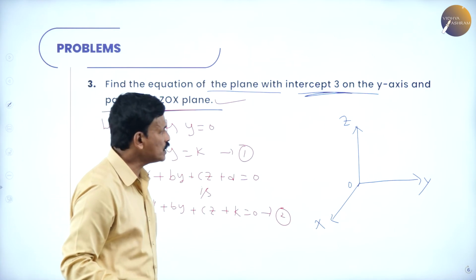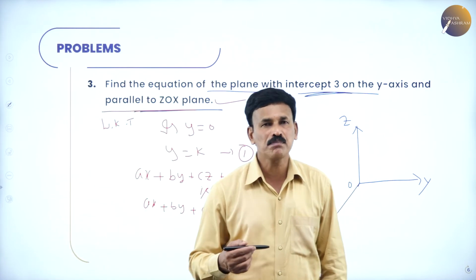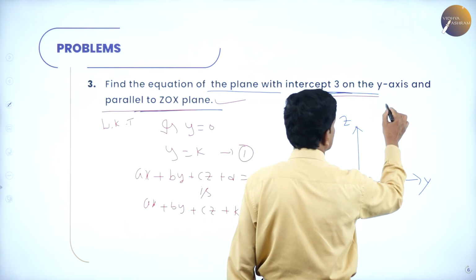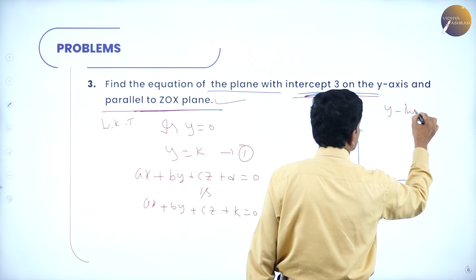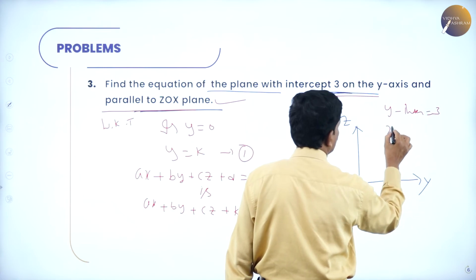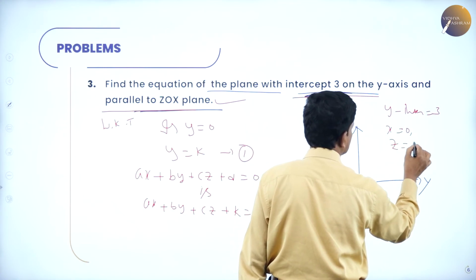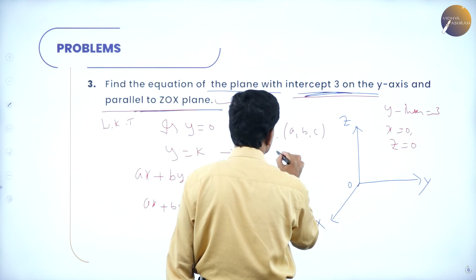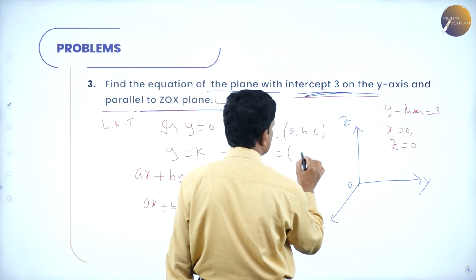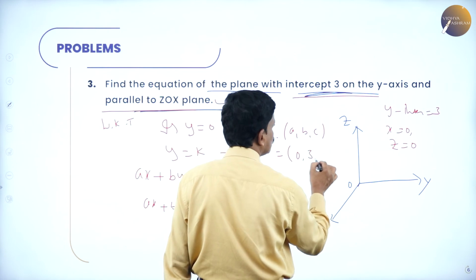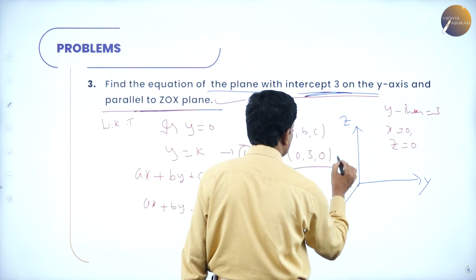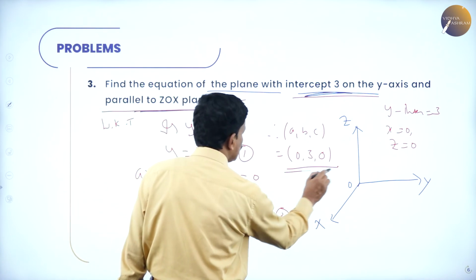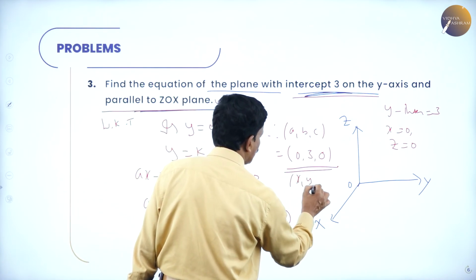Now, what is given? The given condition is the plane makes intercept 3 on the y-axis. So the y-intercept is equal to 3. Therefore, the x-intercept is 0 and the z-intercept is also equal to 0. Therefore, a is equal to 0, b is equal to 3 and c is equal to 0. Now, substituting the values of x, y, z.